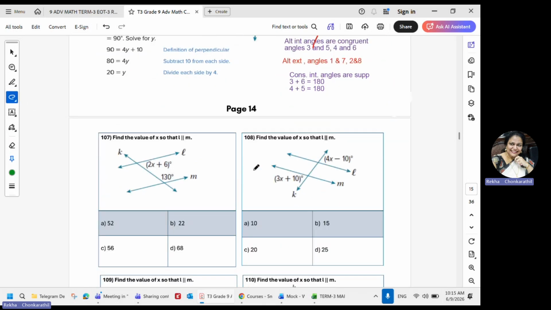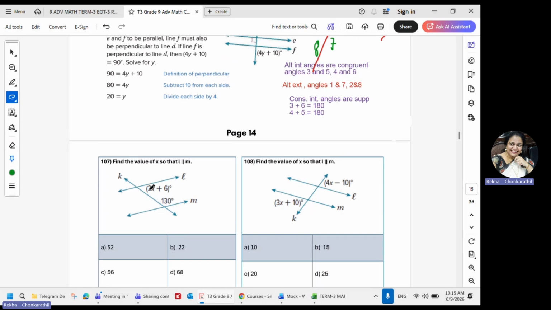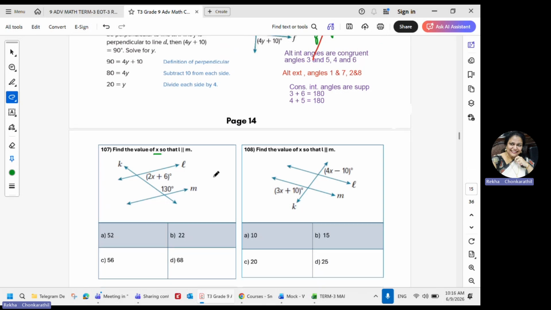Now let's see. Can you see these? They are on the same side and inside. They're called consecutive interior angles. So are they equal, or will you add them and equate it to 180? You have to add them and equate it to 180. Once you do that, you will get the value of x. Here you're asked to find the value of x, and you'll get it as 22.